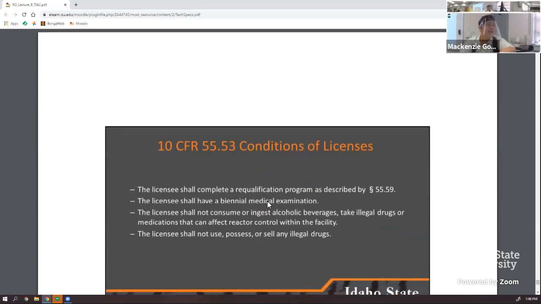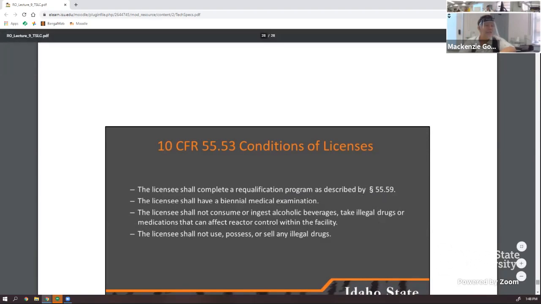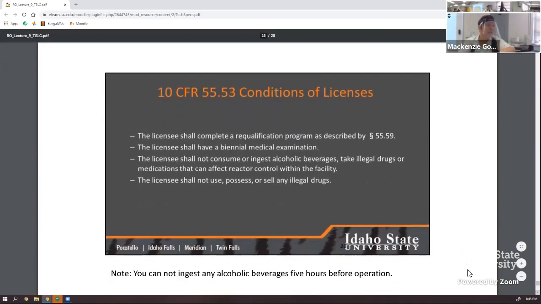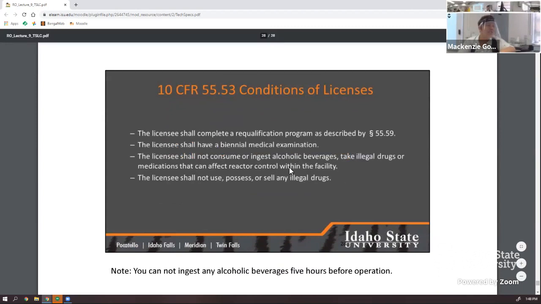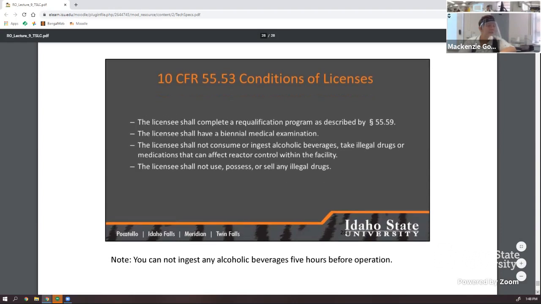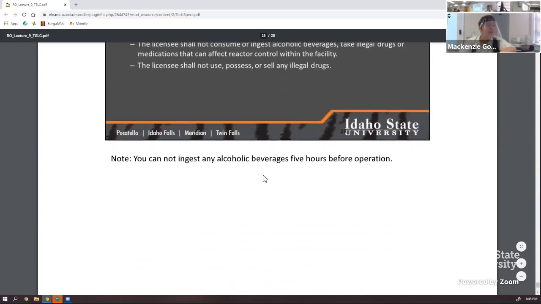Okay, and then this requalification program is actually specified by the NRC, and then there's a few other things, right? You're not going to ingest alcoholic beverages or take illegal drugs. And for ISU, you can't ingest any alcoholic beverages within 5 hours of operation. Okay.